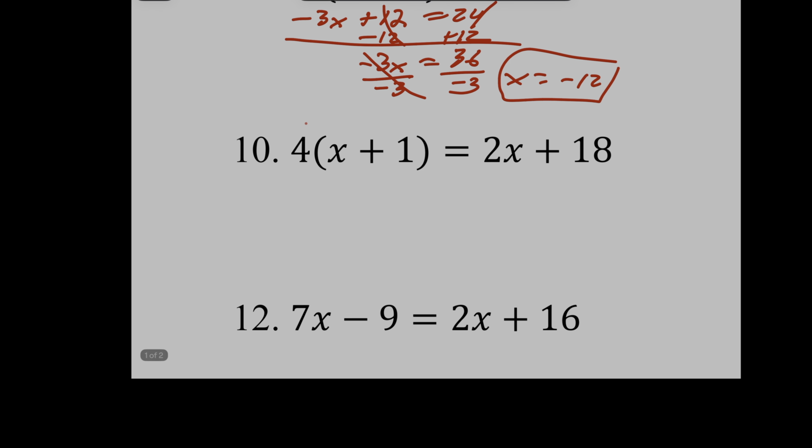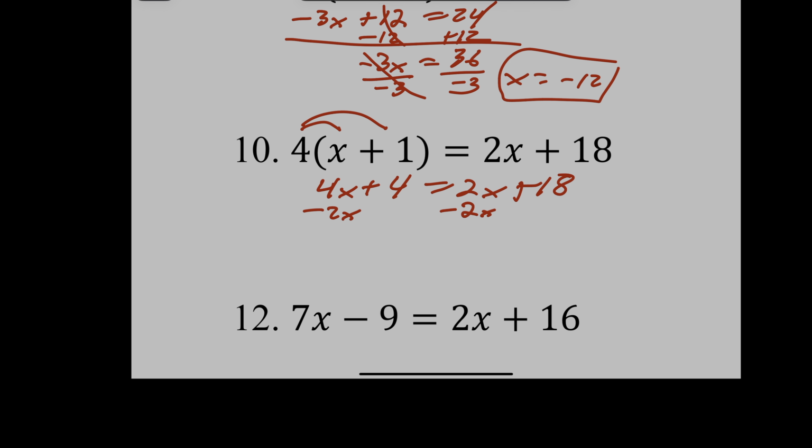Oh, a number in front of a parenthesis, so I'm going to do that. 4x plus 4 equals 2x plus 18. Now I have variables on both sides. I could go minus 4 minus 4, I could go minus 2x minus 2x, and I could go minus 18 minus 18. But as we've said before, I'm going to move the variable first. And I'm going to move it in such a way so that the variable stays positive.